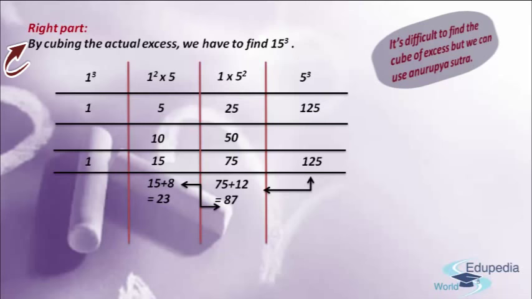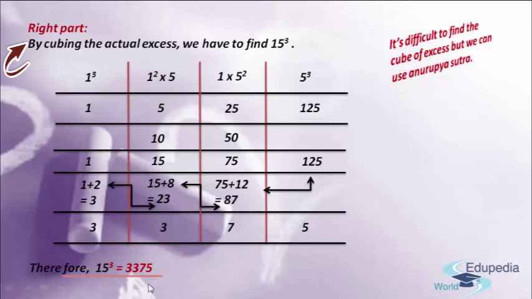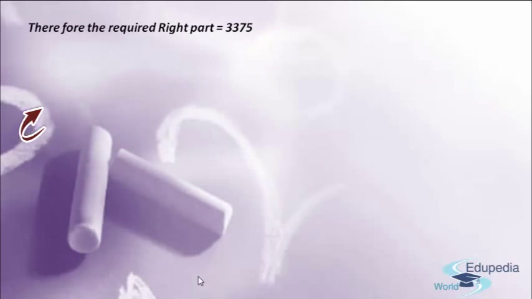Again, if you observe this new sum, that is 23, it is a 2-digit number, so therefore we have to take the digit in ones place, that is 3, and the remaining digit 2 should be taken as carry on to the first part, and by adding 1 and 2 we get 3 as the answer. Now let me place one more horizontal bar and let me write the answers. What we have got in the fourth part is 5, and in the third part it is 7, and in the second part it is 3, and in the first part it is 3. And by combining all the answers in all the parts we get the final result. And therefore we can say that 15 cube is equal to 3375. And now this 3375 is regarded as the required right part.